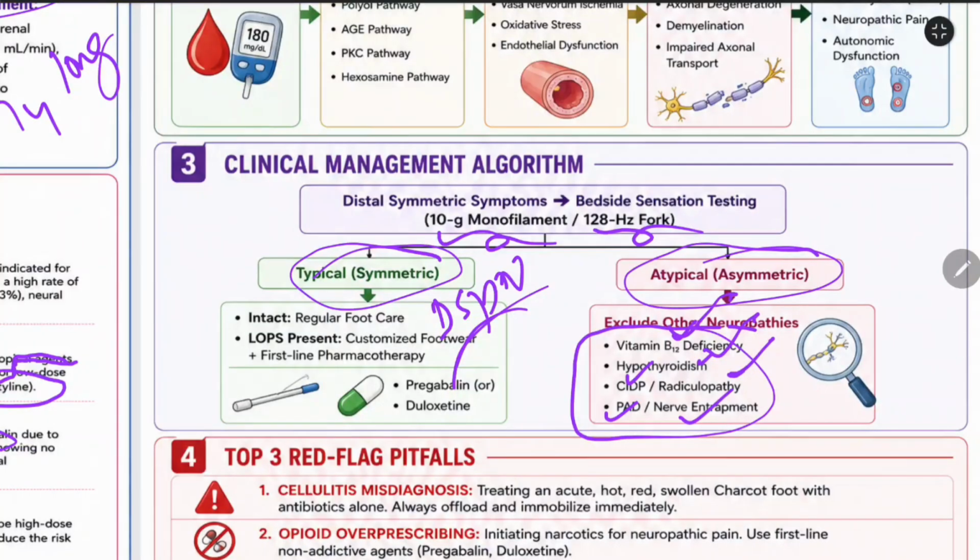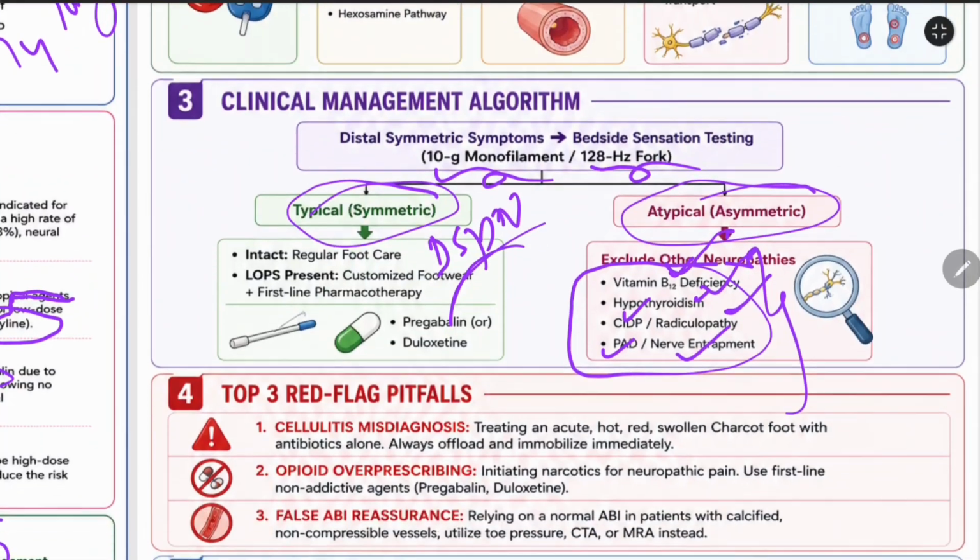Even nerve entrapment syndromes can mimic this, so you should think of some other disorders also. If these are excluded, then you can think it can be diabetic amyotrophy like thing, or mononeuropathy, okay, like that.